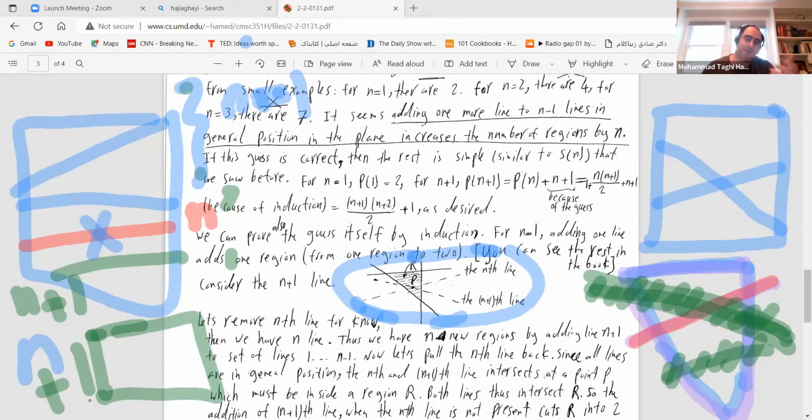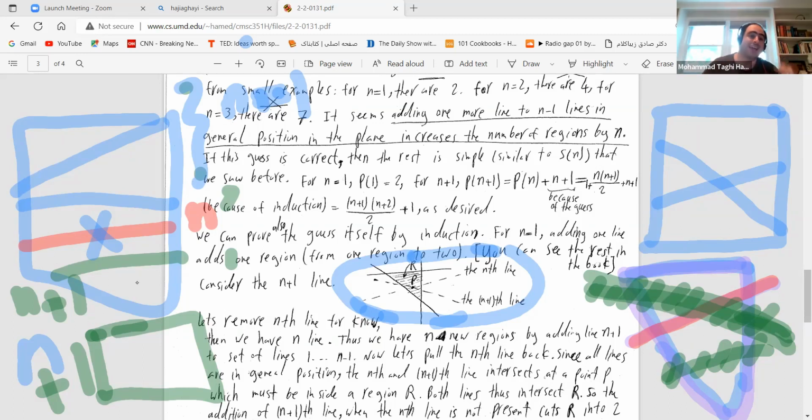But this is a nicer way, a more advanced proof, where we are using some lemmas, and inside the lemma we are using another induction on top of the induction. And the type of induction is nice: we consider n+1 to prove it. We will remove the nth line. Then n+1 would be n, so there would be n regions added, but there may be something we are missing. What do we miss? Everything is correct if these two lines don't intersect in that region.